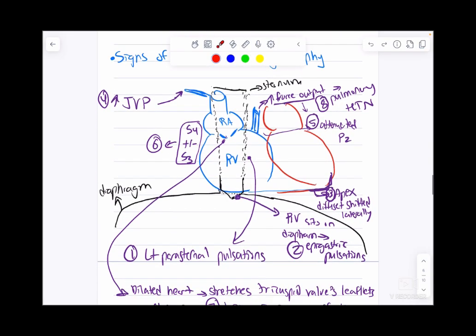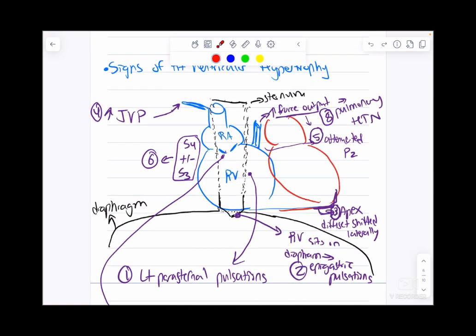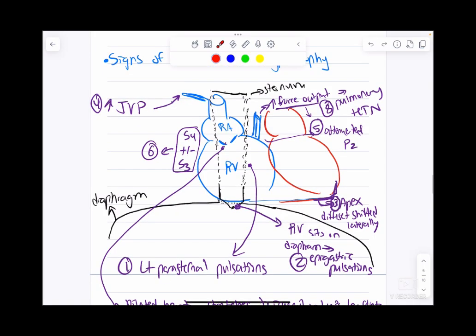Okay, I know this drawing looks a little bit messy and complicated. I'm sorry about that. This is the sternum right here. And this is the diaphragm. The reason I drew them is how the signs are related to them. So number one, left parasternal pulsations. You're going to feel pulsations clinically here. Why is that? Well, if you look at the right ventricle anatomically, when it hypertrophies, especially, it's usually seated on the left side anyways, so you're going to feel the pulsations here, more powerful pulsations.